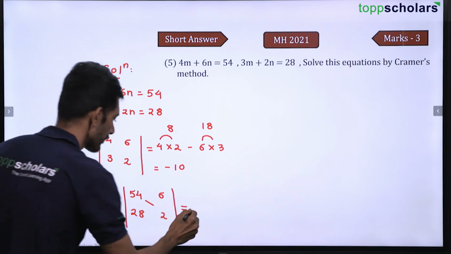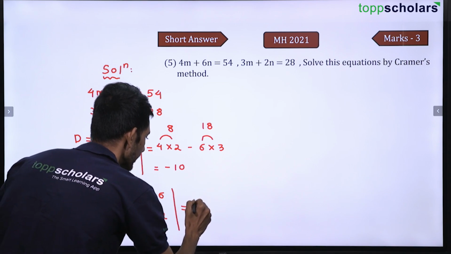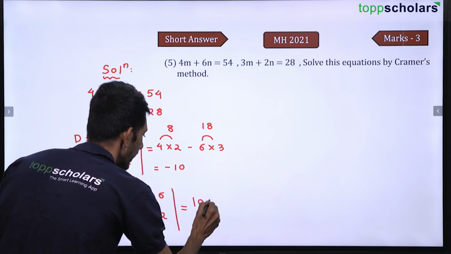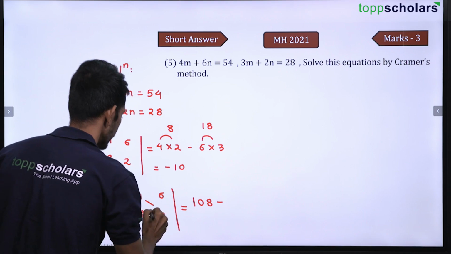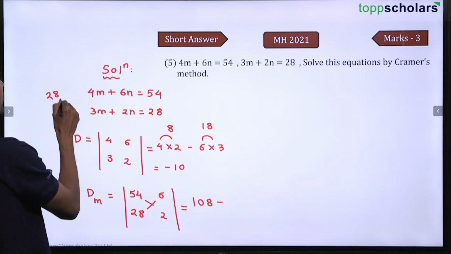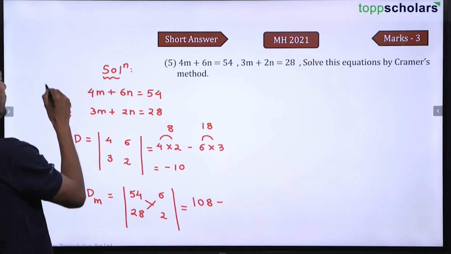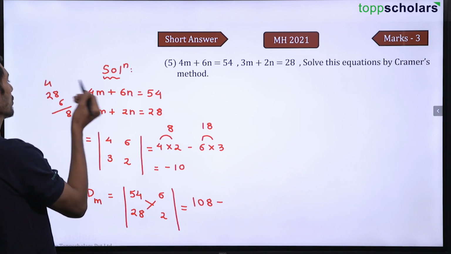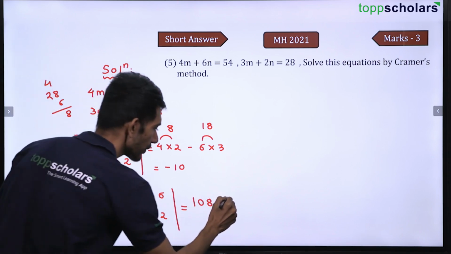Right? Then you solve this. 54 into 2. Can I do it directly? 54 into 2 is 108 minus 28 into 6. 28, 6 8s are 48, carry 4. 6 2s are 12, 16, 168. Okay.